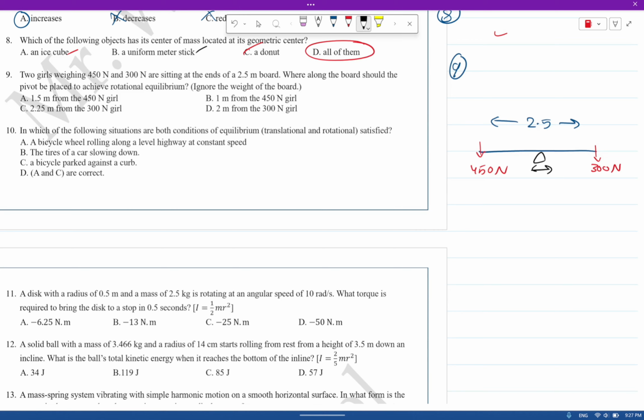You've learned by now that the pivot must always be closer to the person or the object that weighs more. So in that case, it has to be closer to the 450. But look, none of the distances are given here. We can call these F1 and F2, and we can call one distance D1 and the other D2. But how do we do that, guys?